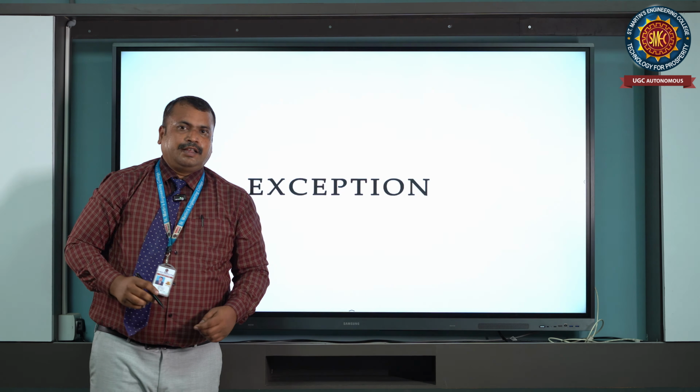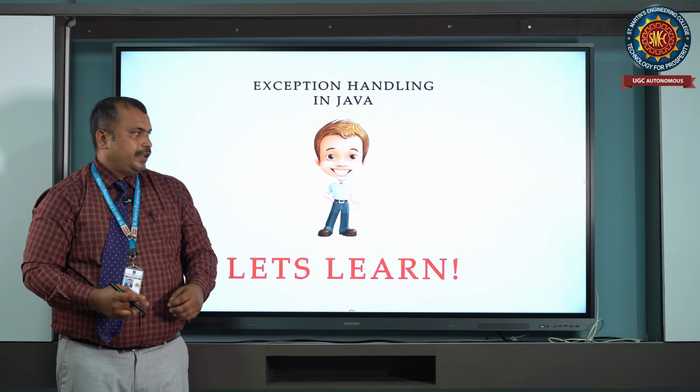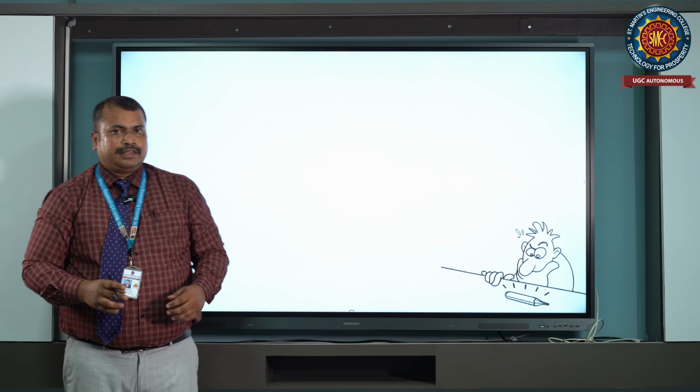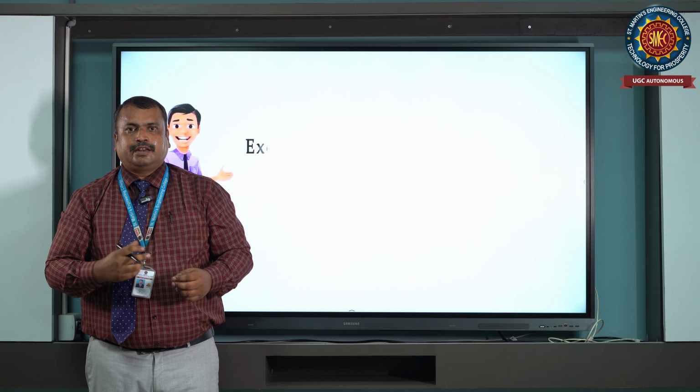So exception handling is one of the important features in object-oriented programming languages, which is not available in C++. New features like exception handling, thread, multi-threading, and thread synchronization are available in Java but not in C++. What is exception handling? Exception handling is used to handle the runtime errors.